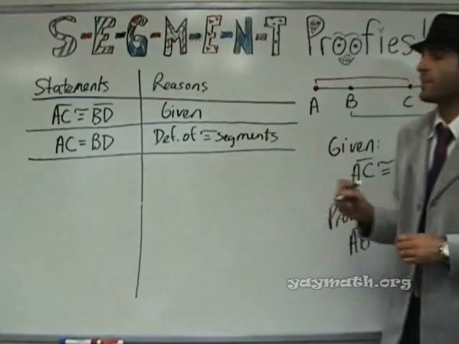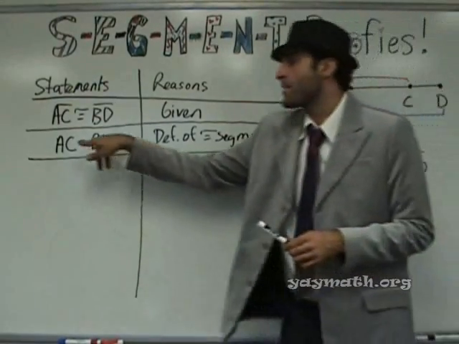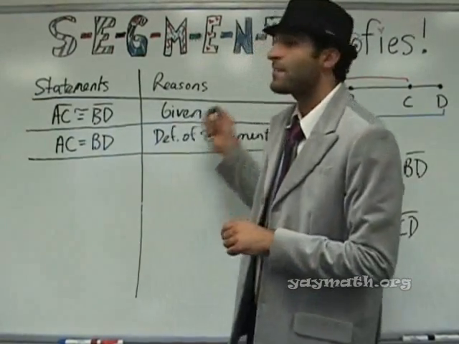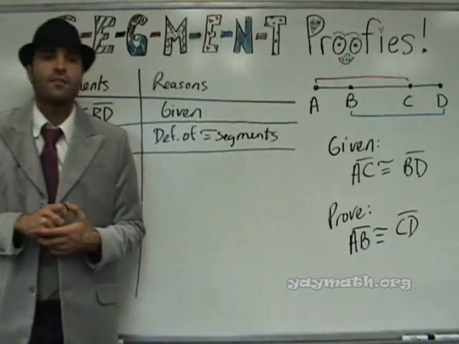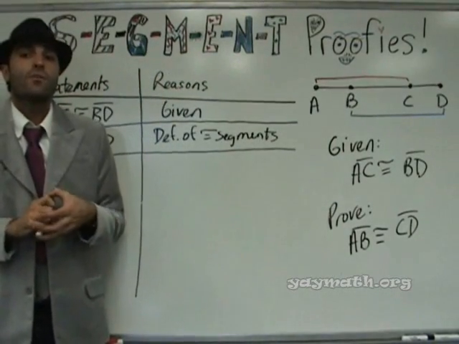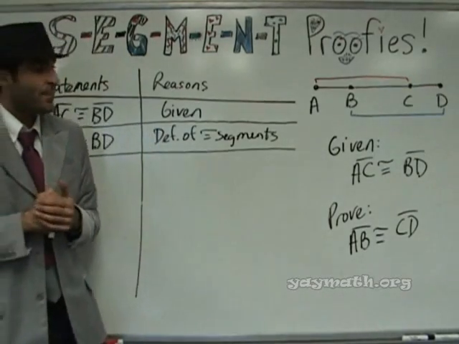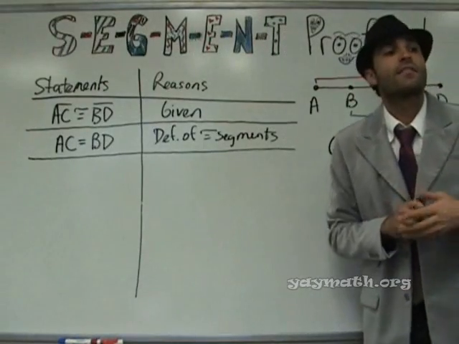Segments are congruent. Their measurements are equal. Okay, now, once we got it into the land of measurements, what do you think we do next when it comes to segment proofs? Any idea? We need to create some sort of rule. What is one segment rule that you may know of? What's a rule for any segment?